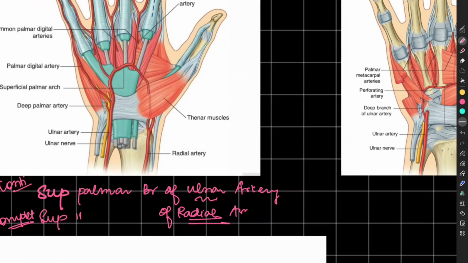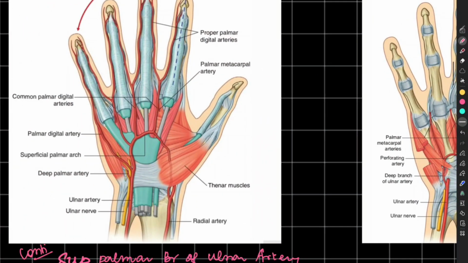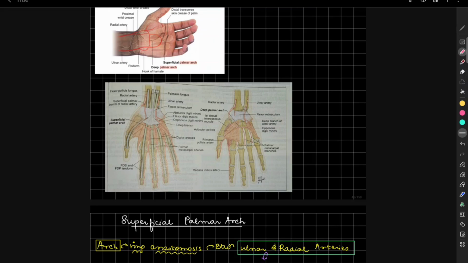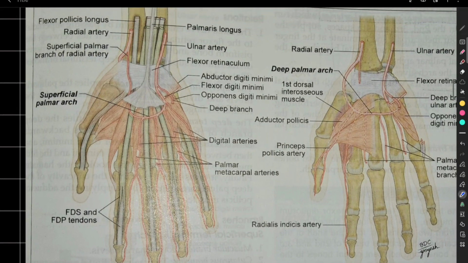For the relations, I will add another diagram so that you can understand the relations very well. Just give me a minute. According to this diagram, you can see the superficial palmar arch. It lies deep to the palmaris brevis and deep to the flexor retinaculum. It crosses the palm over the flexor digiti minimi, the flexor tendons of the fingers, and the lumbricals.